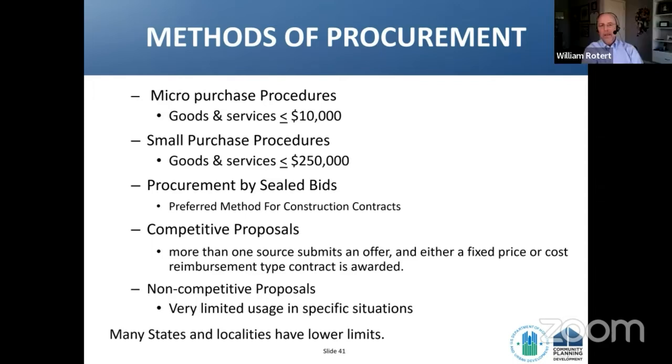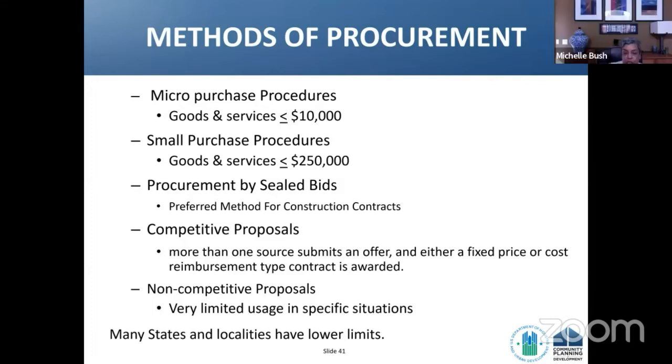Michelle, I recently had a case in Missouri exactly like this. They were dealing with the federal requirement, and then we looked up the state requirement and found out the dollar limits were much lower than this. Well, they had to meet that lower limit. So they have to be aware of that. Any other comments about these methods of procurement?